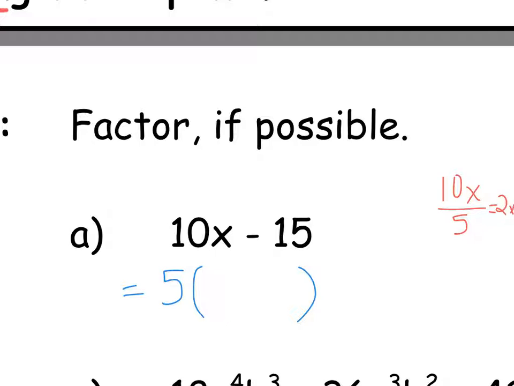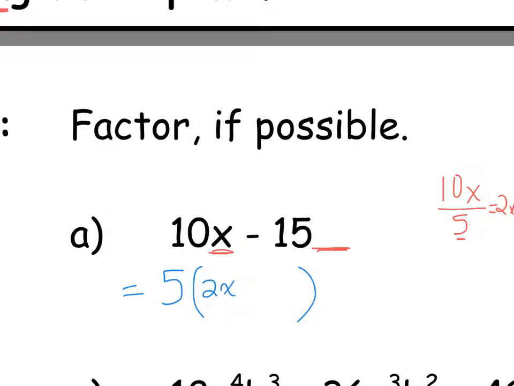Now, I know that this first term has an x. The second term does not. So for that reason, I cannot pull out the x from this whole polynomial. I can only pull out the 5. And so when I pull out the 5, I divide out the 10x by 5, that leaves me with 2x. So that tells me what remains for that first term.